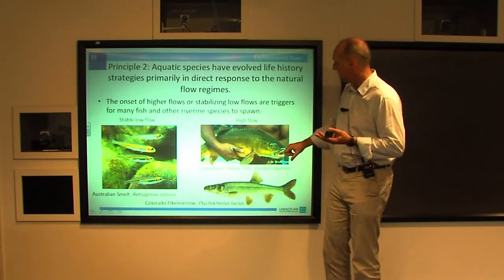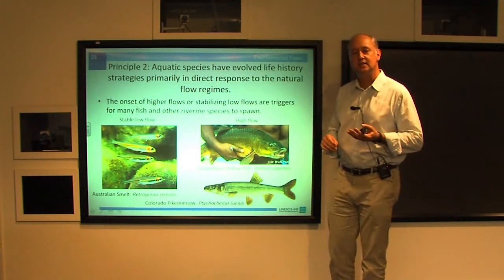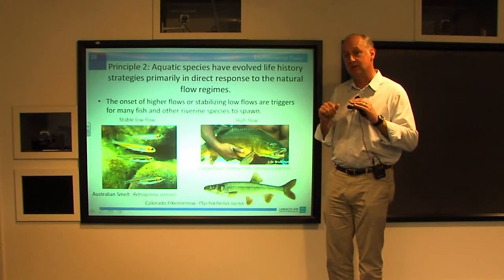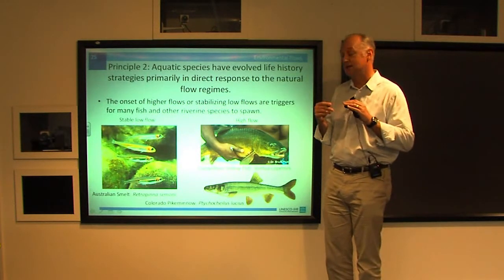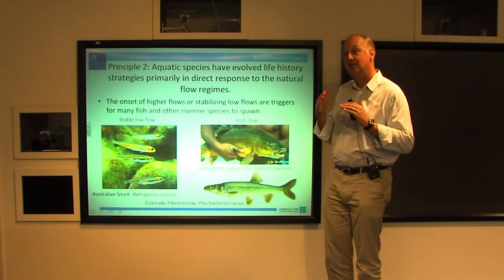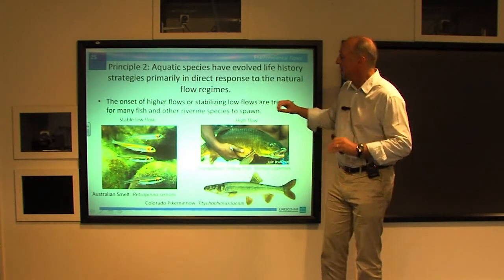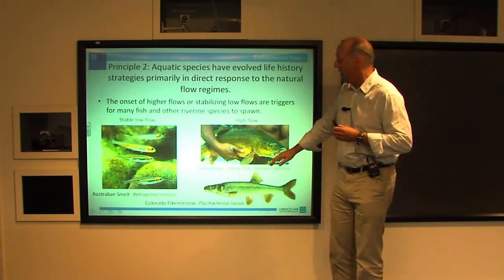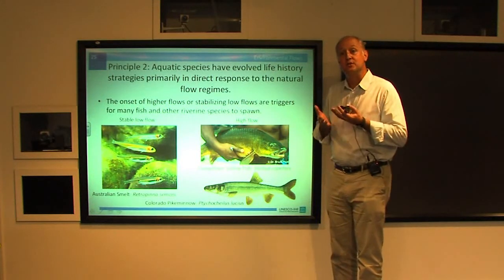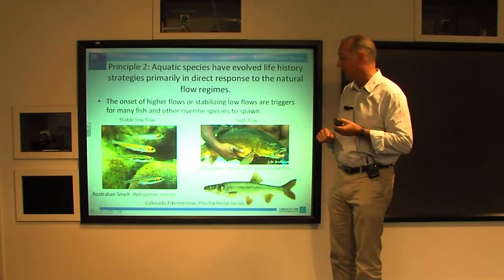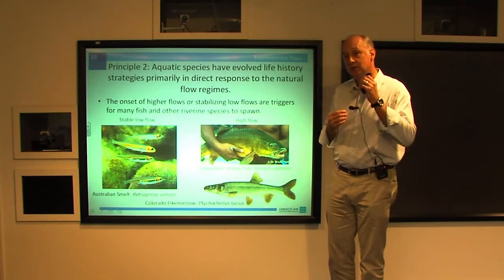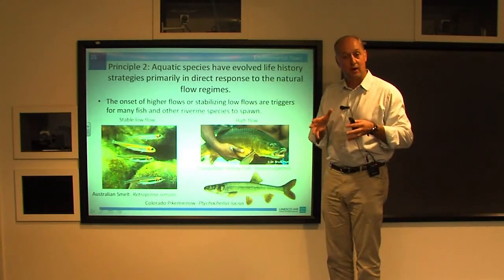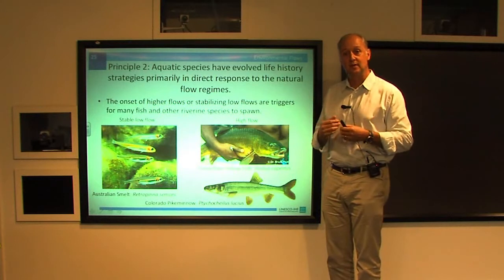So each of these species will be cued by the water level and perhaps the water temperature, which also has an important influence on triggering particular behaviors, particular stages in the life cycle. During the low, warmer waters, the Australian smelt will be cued to spawn. As water levels rise and temperatures drop, the Colorado pike minnow will be cued to spawn. And the Colorado pike minnow will also make use of gravel bars that are produced during these high water periods.